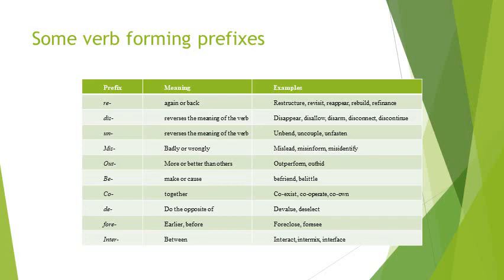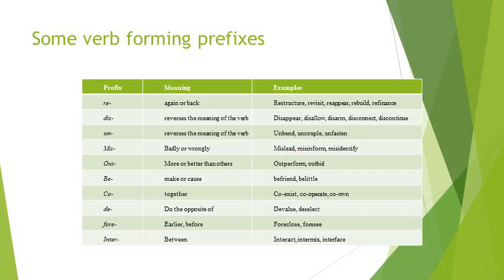UN reverses the meaning of the verb. So we have words like unbend, uncouple, and unfasten. The root words there are bend, couple, and fasten. We simply add the prefix UN to them to reverse the meaning of the word. So we have the word bend, the opposite will be unbend, couple, uncouple, and so on.